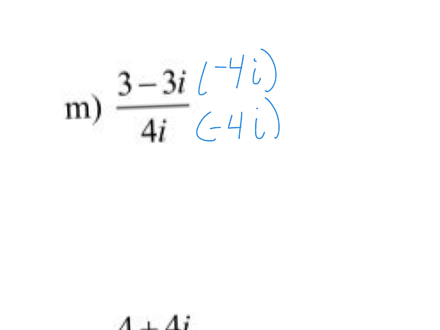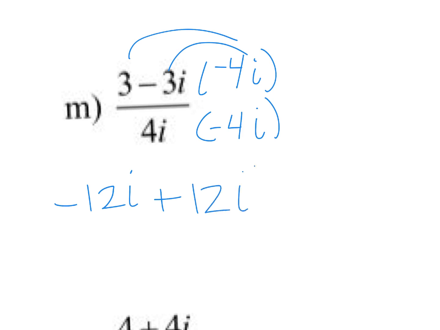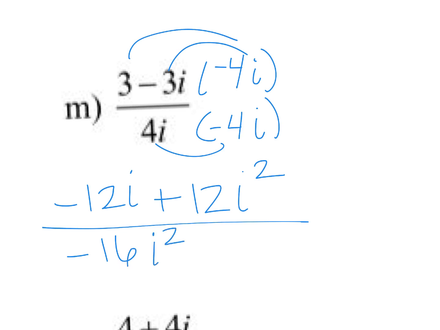Okay, so we have a kind of backwards distribution situation here. We're going to multiply the negative 4i times the 3, and that's going to give us a negative 12i. And then the negative 4i times the negative 3i, which is going to give us a positive 12i squared. We'll clean that up in a minute. And then we have multiplication here. So 4 times negative 4 is negative 16, and 2 i's multiplied to give us i squared.